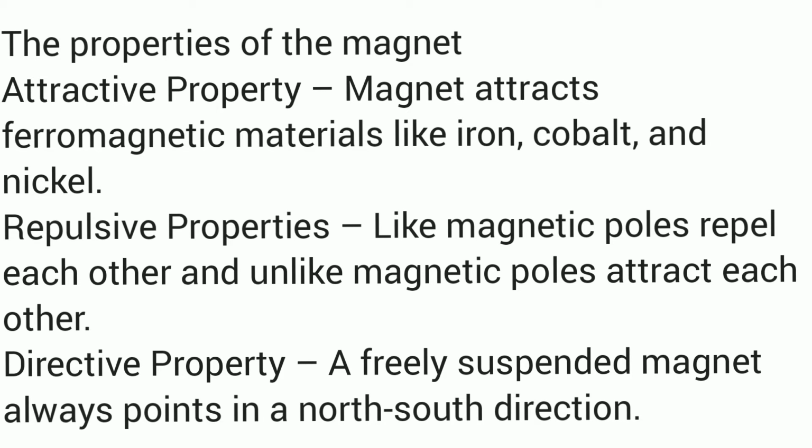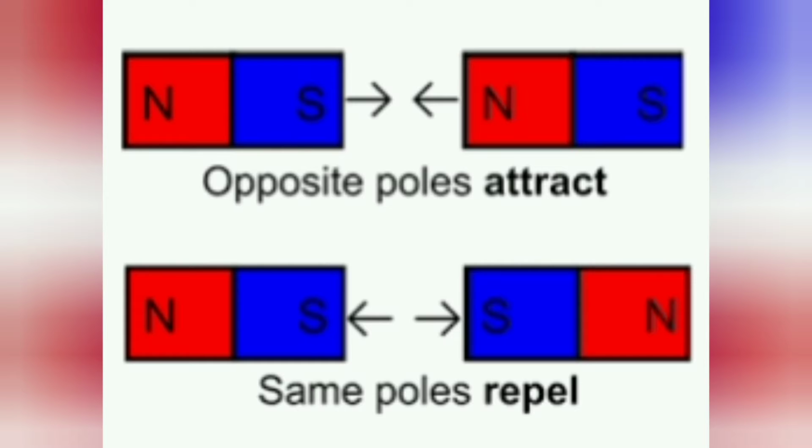If we take two bar magnets, we will see the south pole of one magnet gets attracted to the north pole, and if we place two south poles of the two magnets near each other, they will repel each other. Whereas if the south pole of one bar magnet is kept near the north pole of another bar magnet, the two magnets will attract each other.